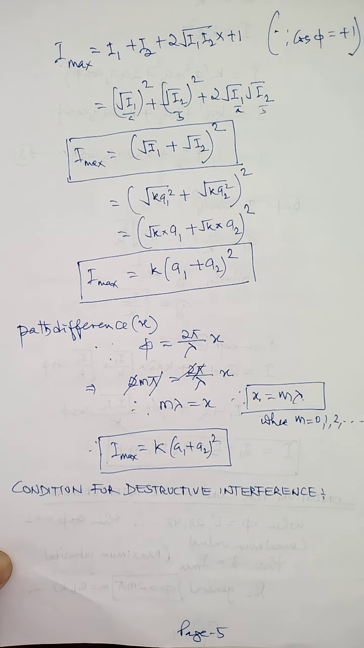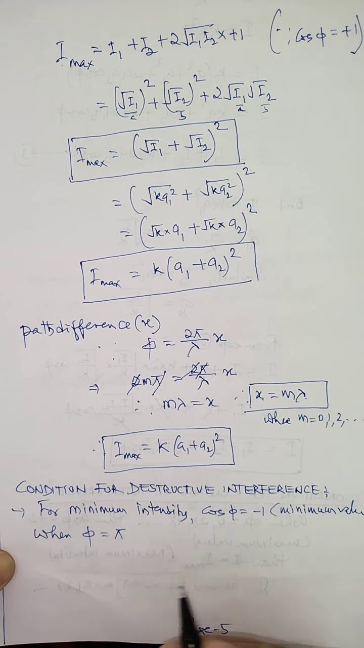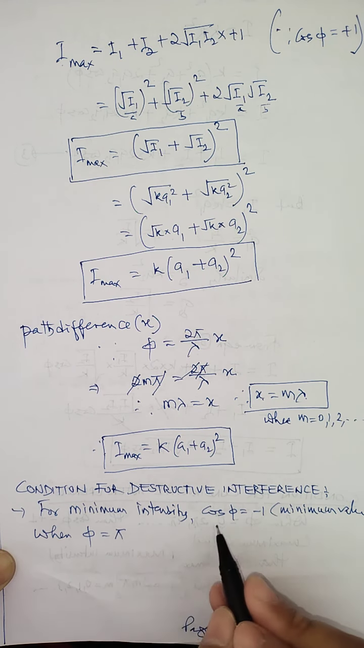Now for minimum intensity, that is for destructive interference, remember this, your cos of phi must be -1, because what is the minimum value of cos of phi? That is -1. So this is the minimum value. Means when the cos of phase difference is -1, that gives you a minimum value, then the intensity becomes minimum, and that interference is called destructive interference. But cos of phi becomes -1 when phi is pi, because cos of pi is how much? 180 degrees, cos pi is -1. Similarly, cos of 3 pi is also -1, 5 pi, -1, like that.